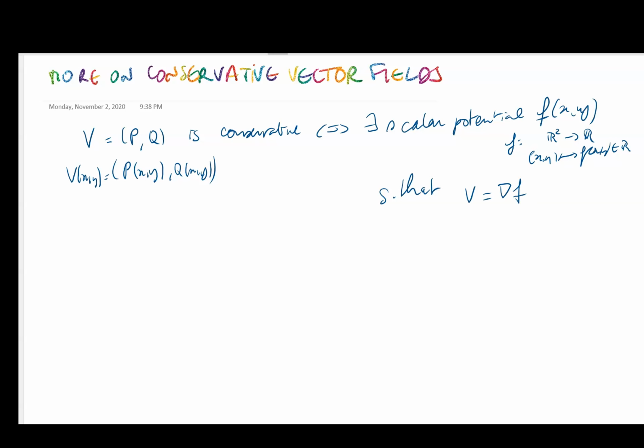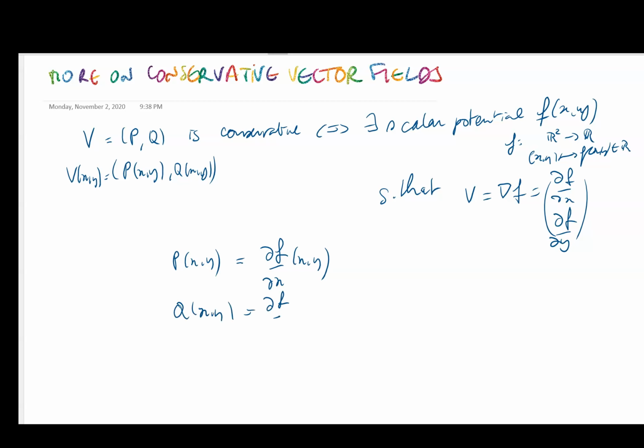Okay, f is a two-variable scalar function, so f has df over dx and df over dy. Basically my vector field is conservative if I can find f such that p of x y is df over dx and q of x y is df over dy. You remember that?